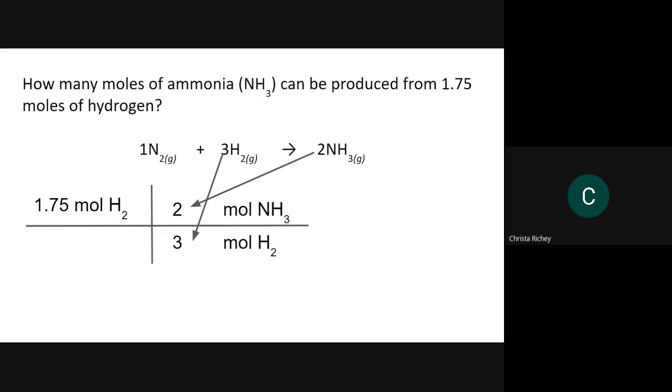You multiply anything on the top, and you divide by anything on the bottom. The problem is, when do you have to use parentheses? In this case, because we're only dividing by one thing, you don't have to. I'm going to cancel stuff out. Moles cancel. We're going to do 1.75 times 2 divided by 3. When I round it out to 3 sig figs, it rounds to 1.12 moles of, in this case, ammonia.